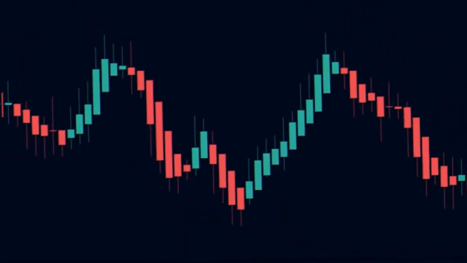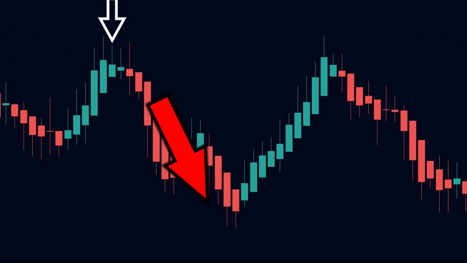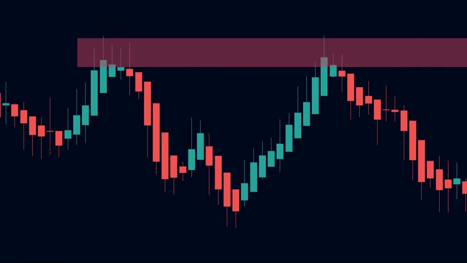Here is another example. On this chart we noticed that the price found resistance at this area before making a down move. So we marked this area as resistance. Now when the price comes near this resistance for the second time, we expect the price to reverse downwards. So we will be looking for selling opportunities.